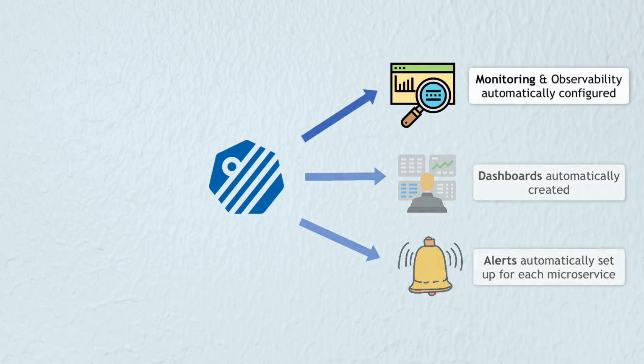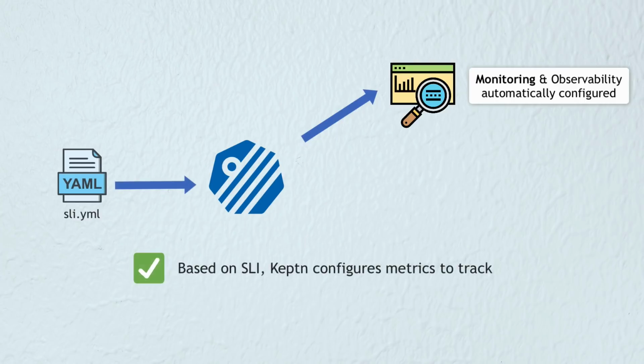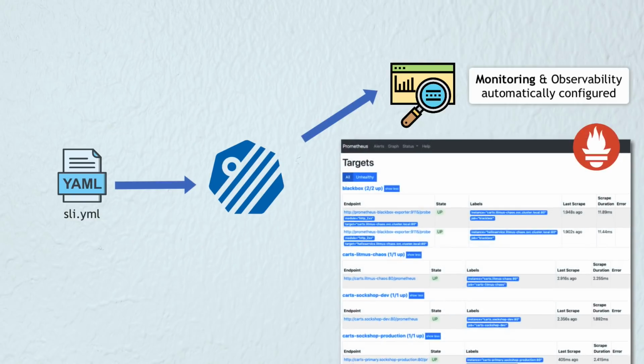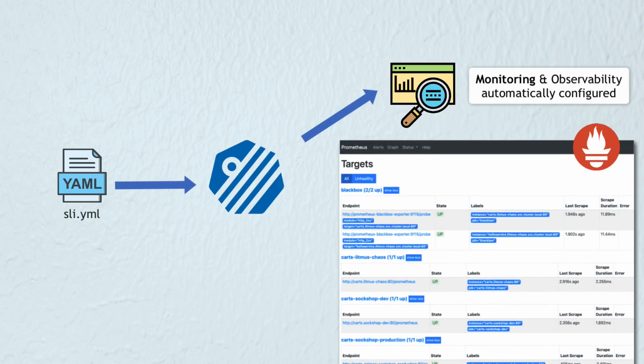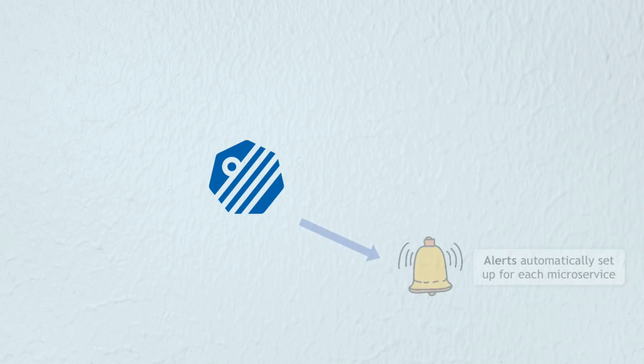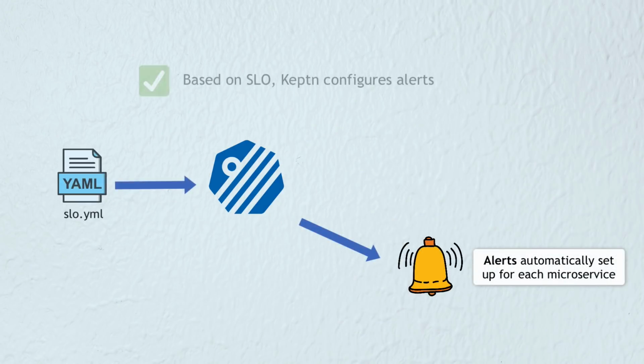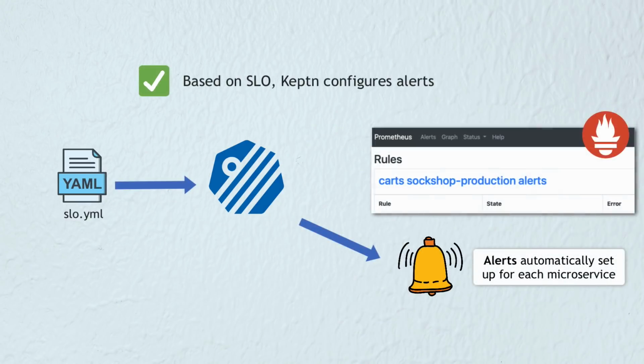You can use Keptn to automatically configure monitoring and alerting tools for you. For example, based on the SLI.yaml files that you have defined for your services, it will know which metrics you want to track. So it can configure the scraping endpoints to collect these metrics data from the monitoring tool. The same way, based on the SLO.yaml files, it will know what the accepted values for these metrics are. So it can automatically configure alert rules for when the values are off or not within the accepted range.